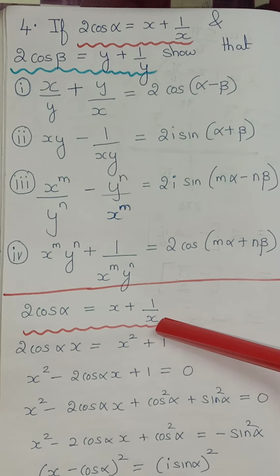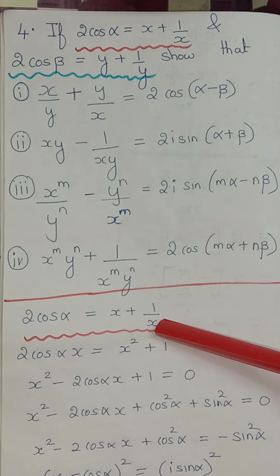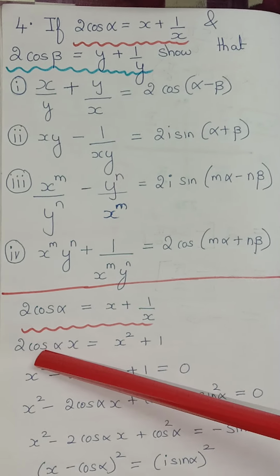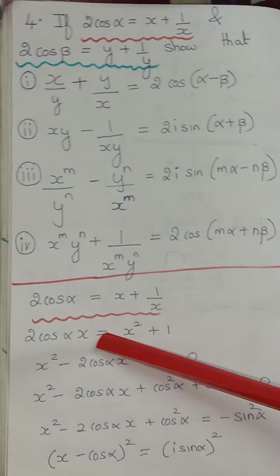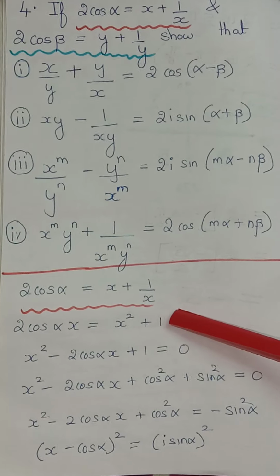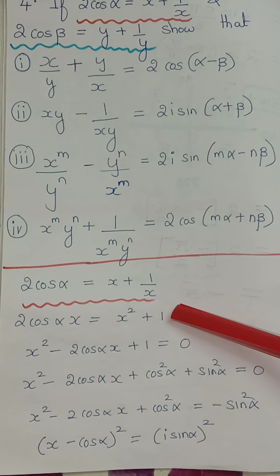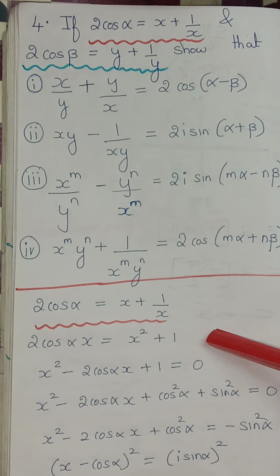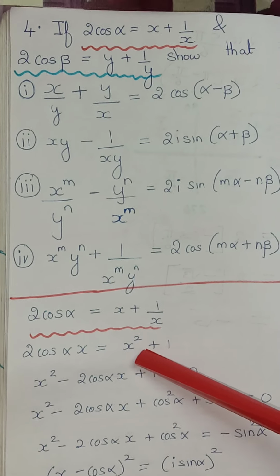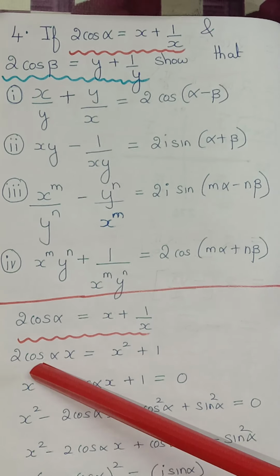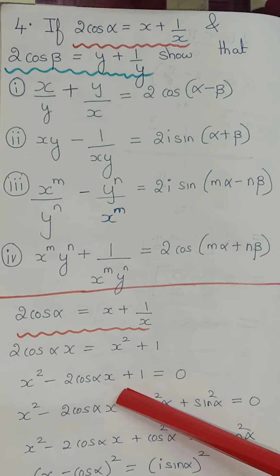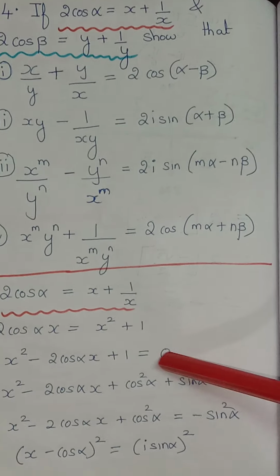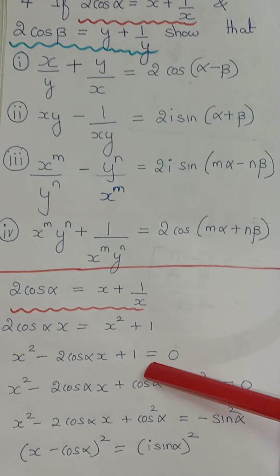Now, let me solve this equation. Let me cross multiply and remove the denominator. So I will have 2 cos alpha x equal to x square plus 1. Let me arrange it as a quadratic equation, bringing this term to the LHS. So the quadratic equation I will have is x square minus 2 cos alpha x plus 1 equal to 0.